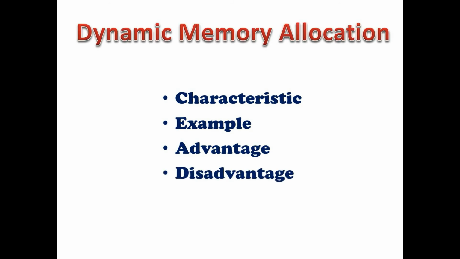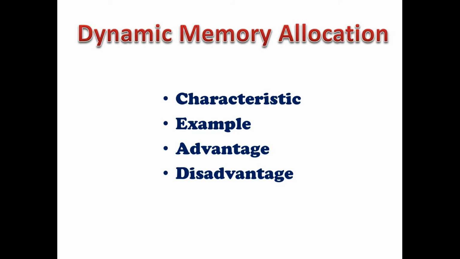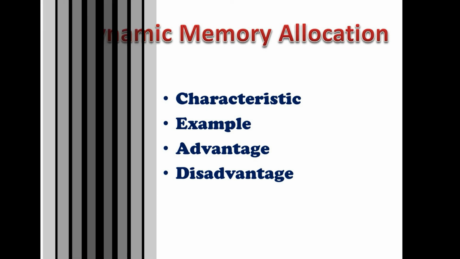Every good thing has some disadvantages also. So dynamic memory allocation has some disadvantages. These are: the cost and the criticalness of this memory allocation is very high. The complexity of the program is also very high. We cannot implement easy programs using dynamic memory allocation. The execution time is much more than static memory allocation.